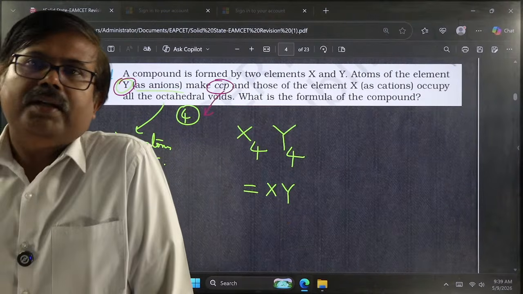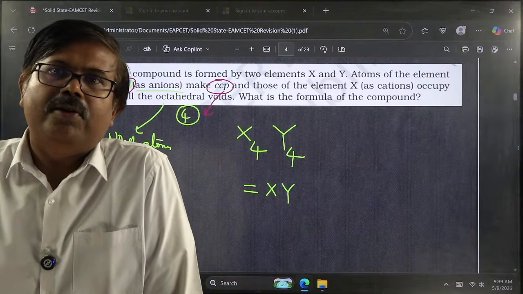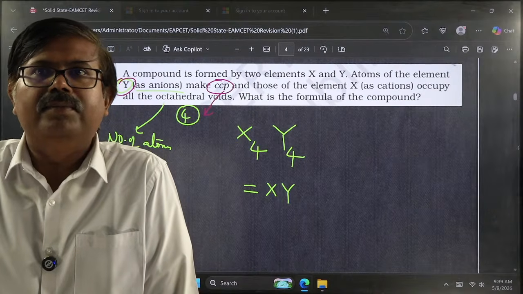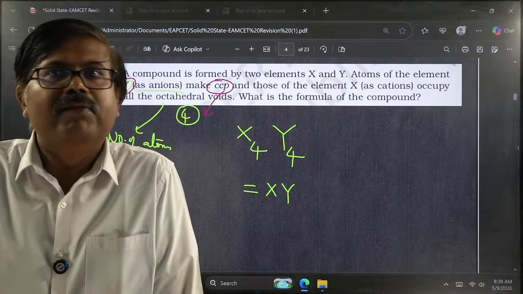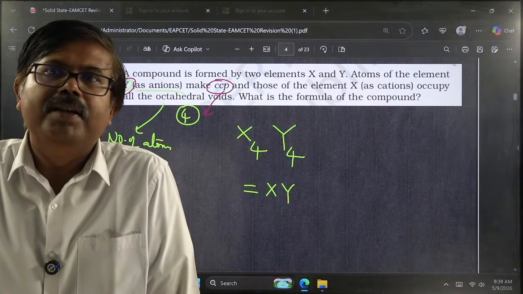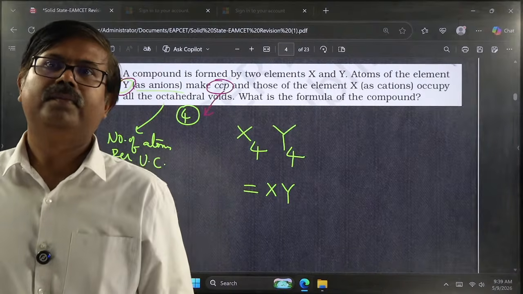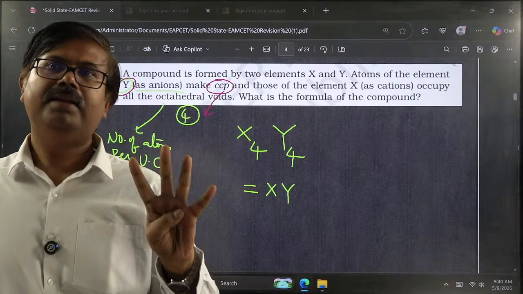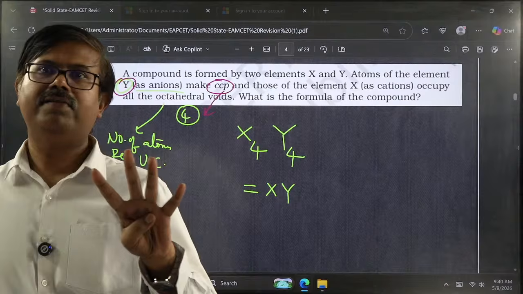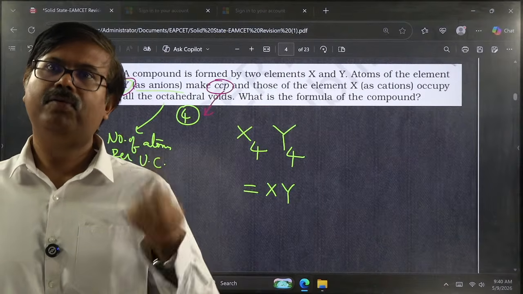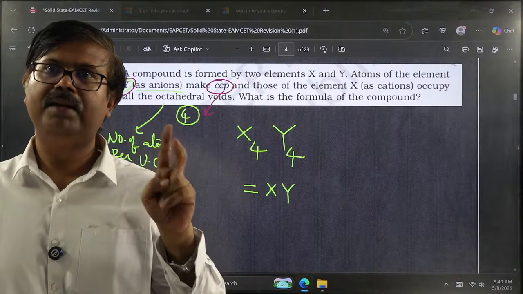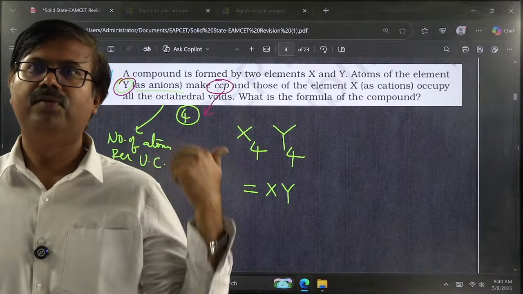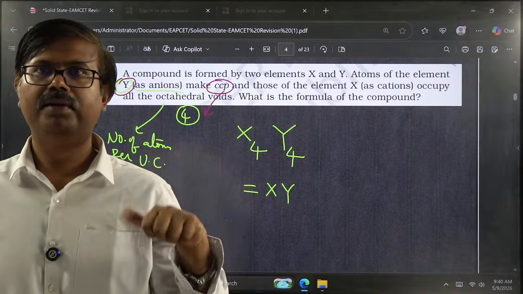So remember, first in such problems you see which atom is making the CCP or FCC. Here Y is making CCP. So for this element Y, how many atoms will be there per unit cell? 4, because in CCP we have discussed 4. Now if 4 atoms are making up the unit cell of CCP, then there will be 4 octahedral voids, and double means 8 tetrahedral voids, empty spaces. So 4 octahedral voids X is occupying, so X4, Y4.